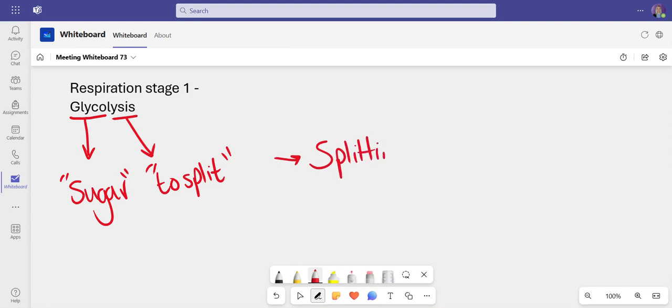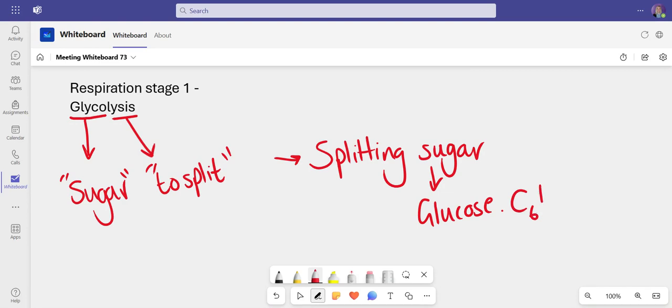The sugar that we're going to split is glucose. So what we're going to do is break that carbon down. Now, glucose, you might remember from the GCSE equation, is C6H12O6. So it's a relatively big molecule, made of 6 carbons, 12 hydrogens, 6 oxygens, and we've got to break that molecule down because it's very big.